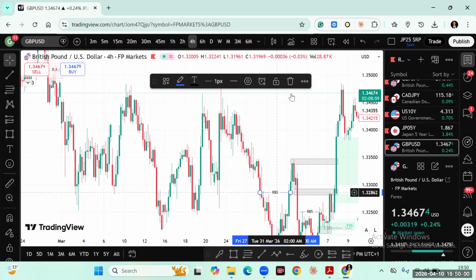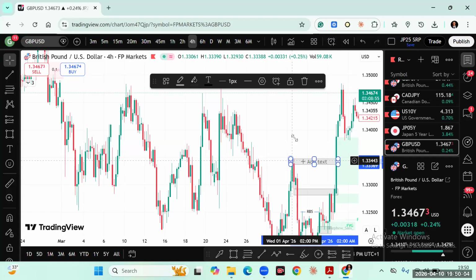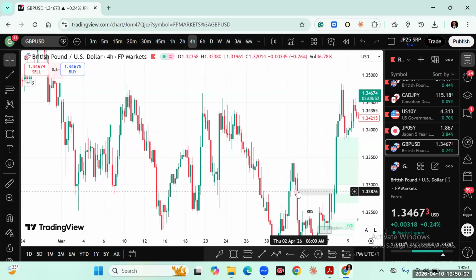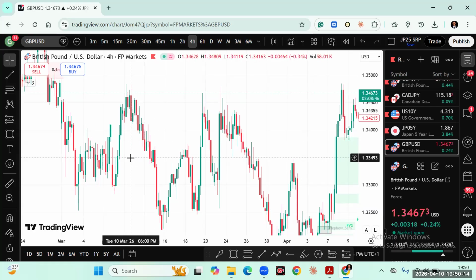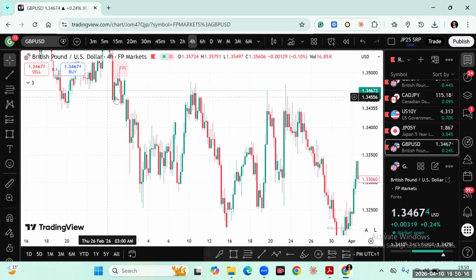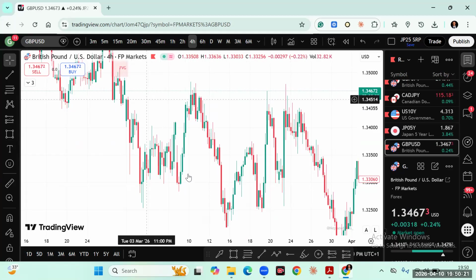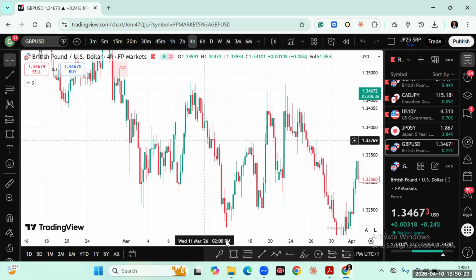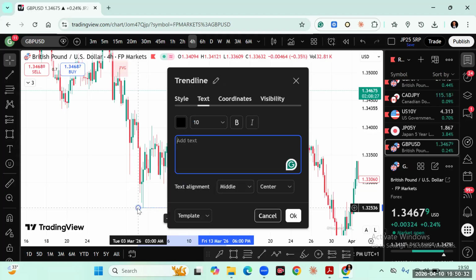Let me remove this. Remove this and this. So here, this was when market broke this. But let's use this one. There's a bearish liquidity grab here, and market broke this low. This was the first time market was breaking all the lows here, with the bottom of a candle. SBR.